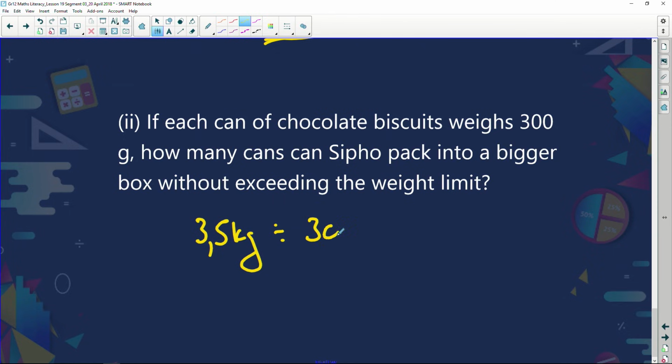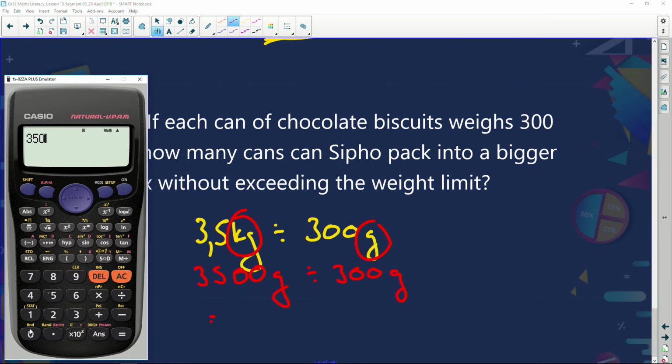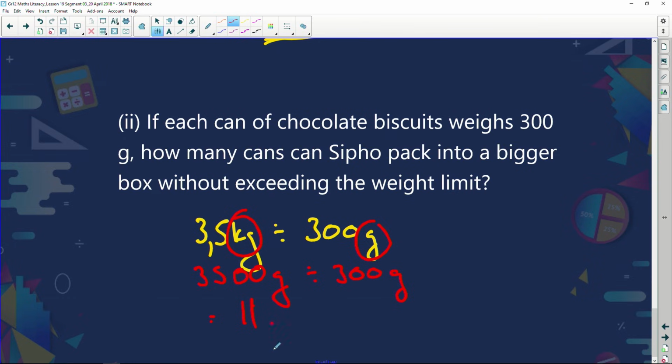I'm going to divide it by 300 grams. Once again, kilograms and grams, we cannot divide one by the other. I'm going to change this to grams, so I have 3,500 grams, and I'm dividing it by 300 grams. So out comes my calculator, 3,500 divided by 300, and that gives me again 11,67. Now, folks, even though 67 is closer to 12, I can't round that to 12, appropriate rounding, okay?